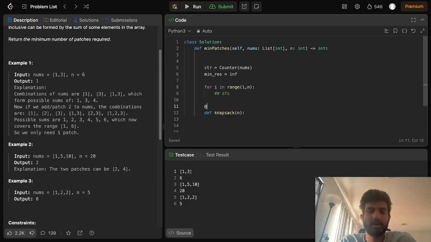My question is, do we memoize something, or cache something? Because how do we keep track of what numbers are being used? Let's not do that.